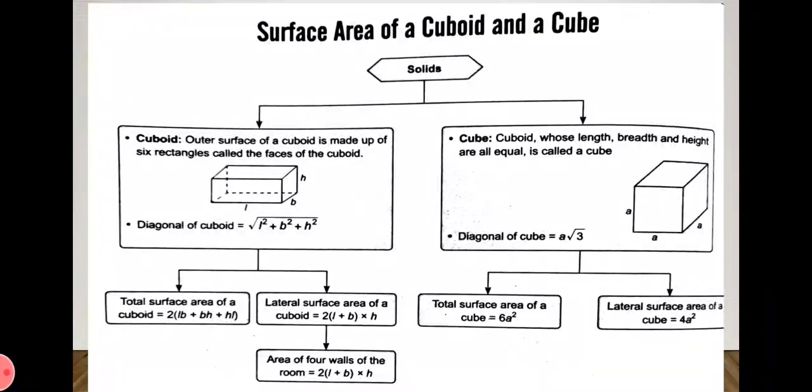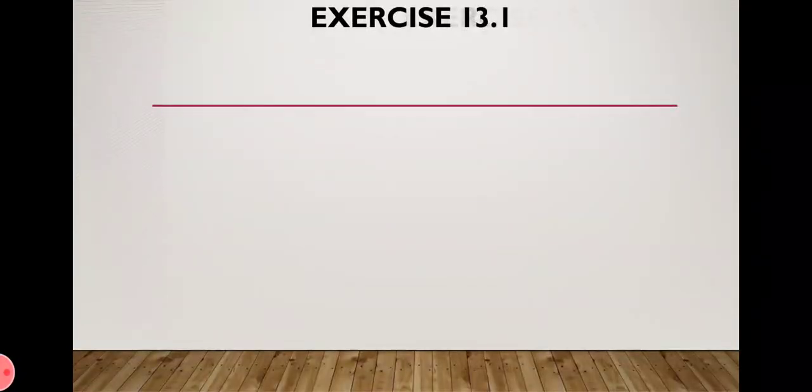To find the diagonal of a cube, we use the formula A under root 3, or you can say root 3 A. To find the total surface area of a cube, that is TSA of a cube, the formula is given by 6A square. And to find the lateral surface area of a cube, we use the formula 4A square. Let's see the application of all these formulas by solving exercise 13.1.